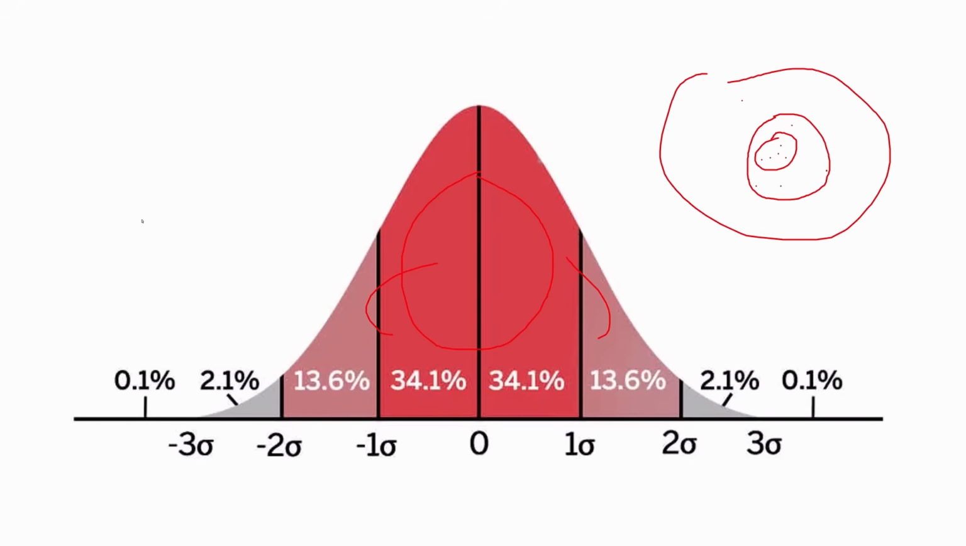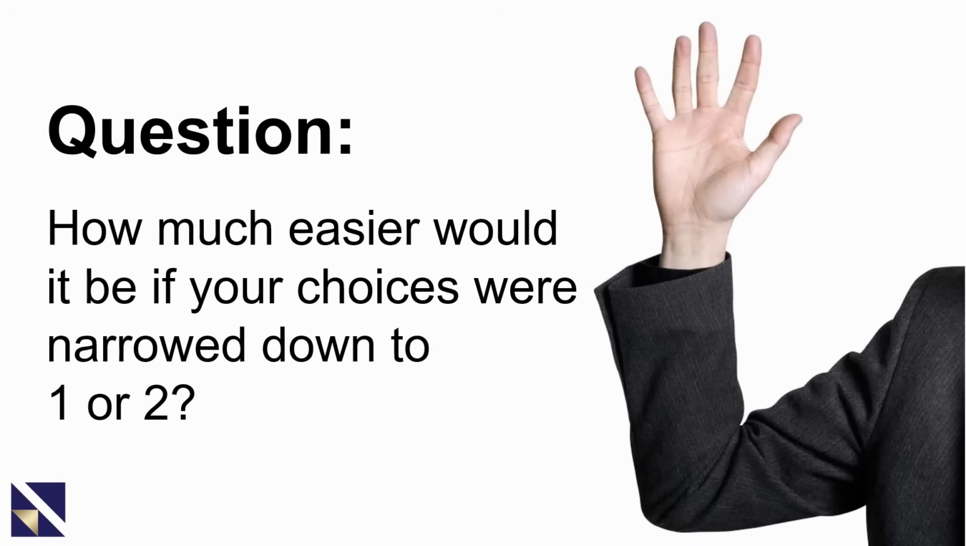What we're going to have to do is choose strike prices not in this big area right here. It's going to have to be a little bit outside that to give us a probability of winning. We're going to choose the strike prices towards the edges of where all the data typically lies. Okay? And think about this. How much easier would it be if your choices were narrowed down to simply one or two? Okay? It's a lot easier.